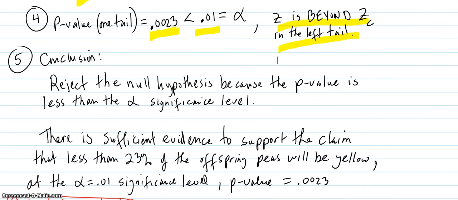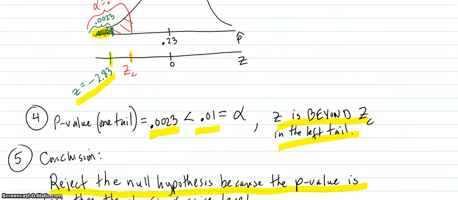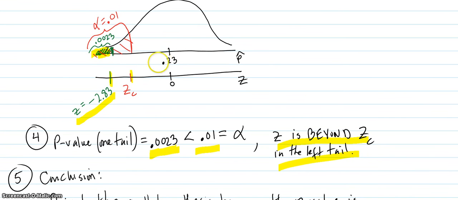So the conclusion, in the math, we reject the null hypothesis because the p-value is less than the alpha significance level. In other words, going by the assumption that the proportion really was 0.23 or 23% yellow peas, we got an outrageous result mathematically. So something's wrong. What's wrong? The statistics isn't wrong. It's the assumption of the 0.23. That's why we reject it.